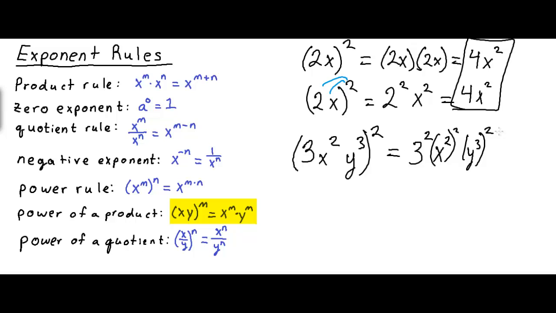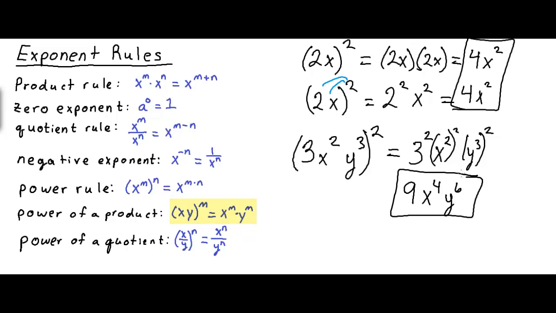So what is 3 squared? We get 9. Again, going back and using some of those previous rules that we've talked about, like the power rule, x squared squared, all we're going to do is multiply those two. So 2 times 2 gives us 4. And then for y, 3 times 2 gives us 6.